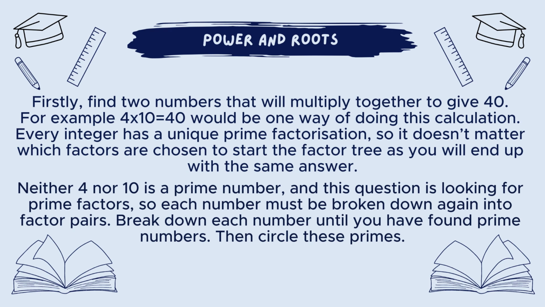Neither 4 nor 10 is a prime number, and this question is looking for prime factors, so each number must be broken down again into factor pairs. Break down each number until you find the prime numbers, then circle these primes.